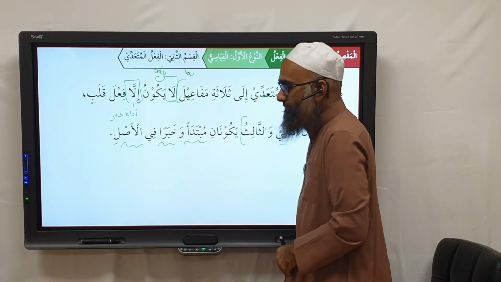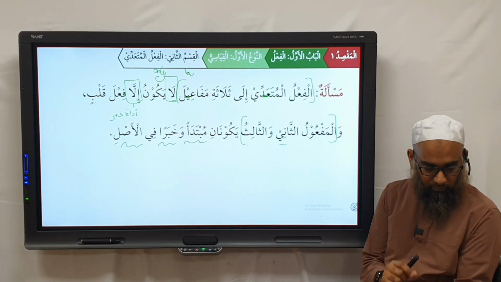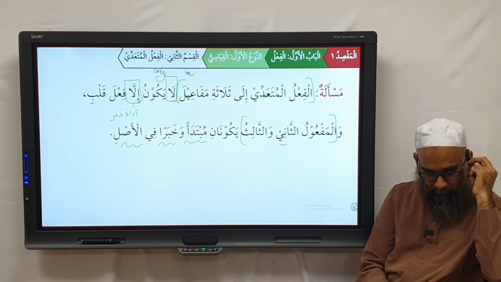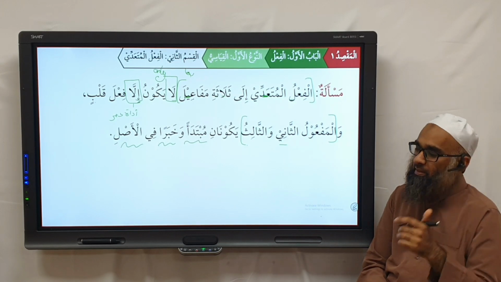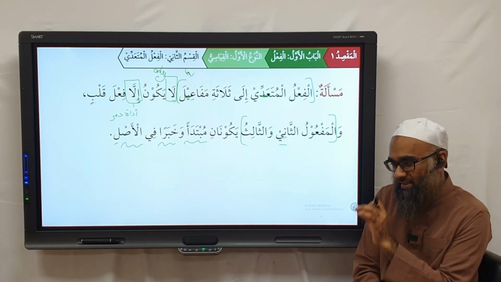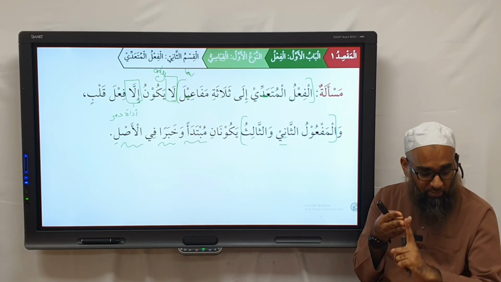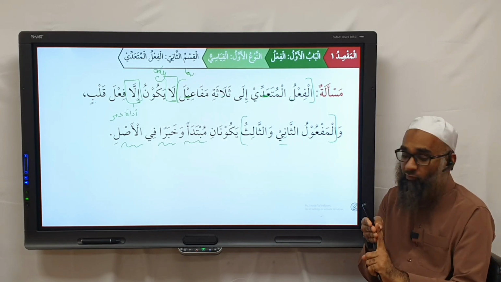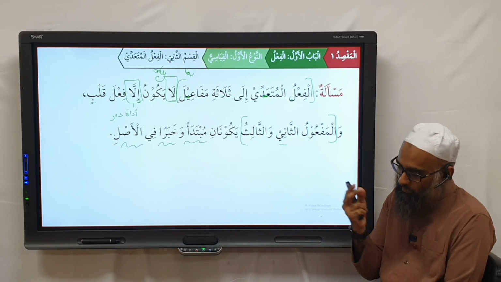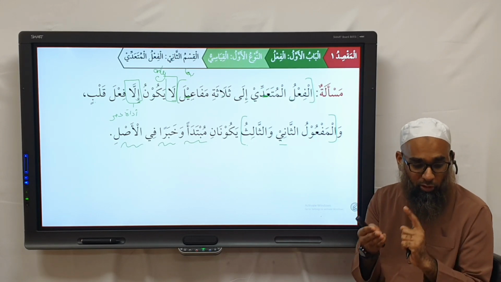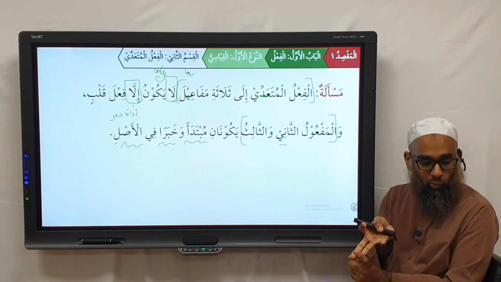Yes? But I'm just saying you could get confused, so maybe that's something to keep in mind. When you say it has two maf'uls or three maf'uls, it means two maf'ul bihis or three maf'ul bihis. Good point. It's understood, but good to make sure you note that. We're not talking about maf'ul fihi and maf'ul lahu.